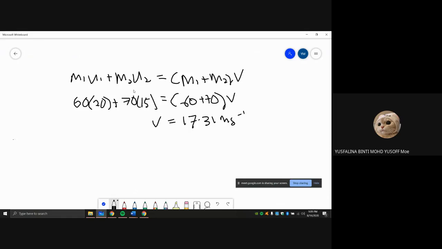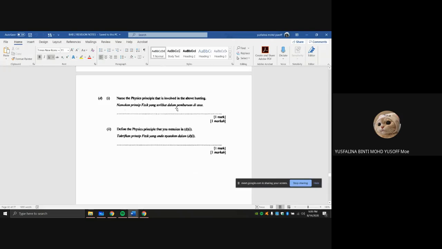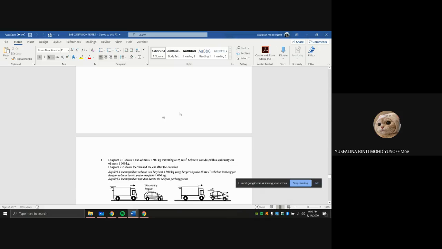Okay, for D1, it says name the physics principle that is involved in the above hunting. So this one is the principle of conservation of momentum. Okay, so define the physics principle that you mentioned in D1. Actually, this one is the total momentum before and after the collision is the same. So that one is the principle of conservation of momentum, right? So we go to the next question.